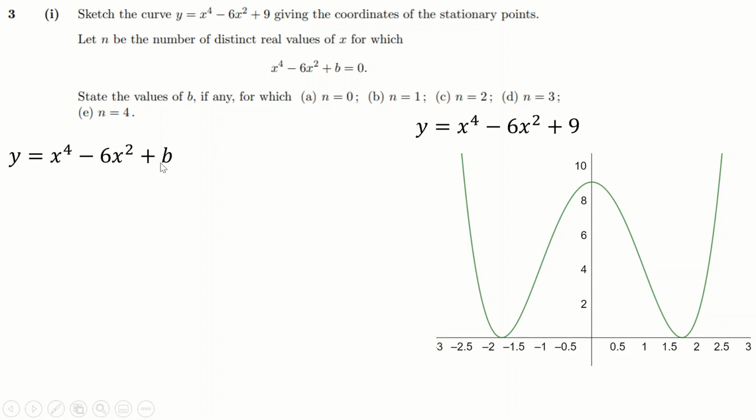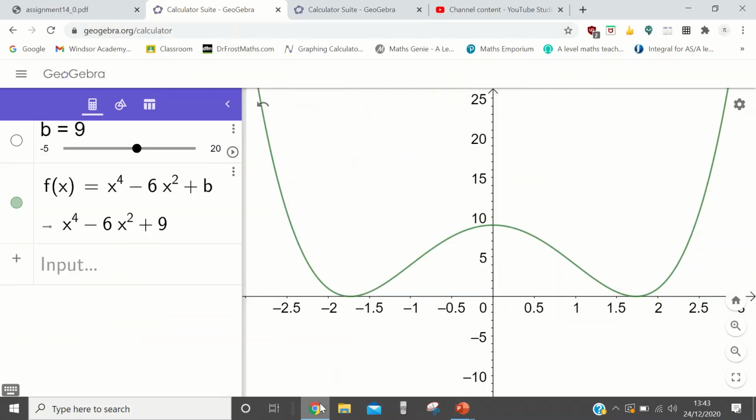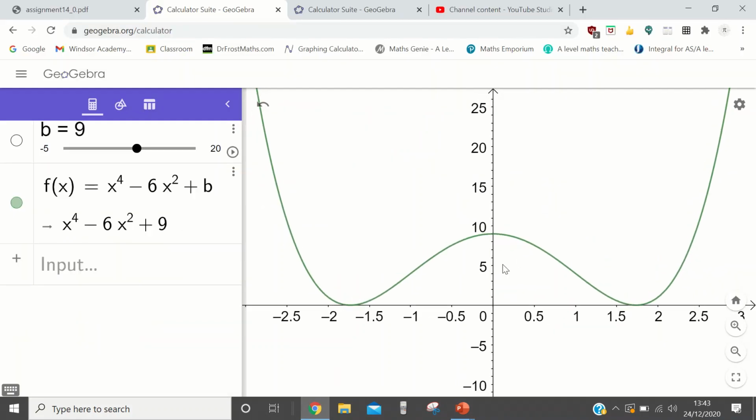So what this question is saying is, can I find different values of b that give me a different number of roots to this graph? When you translate this graph up and down, will the number of roots change, and can you tell me how they change? And we can do this on the computer, right? So here's the graph. It looks a bit different because I've stretched it out to make it fit on one screen, but it is the same graph.